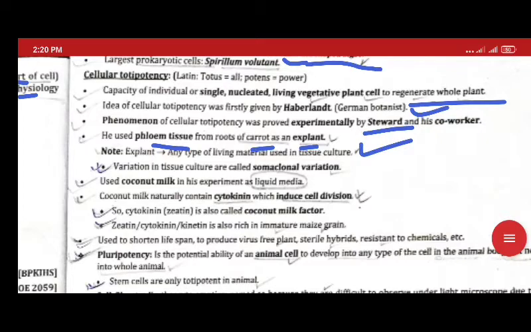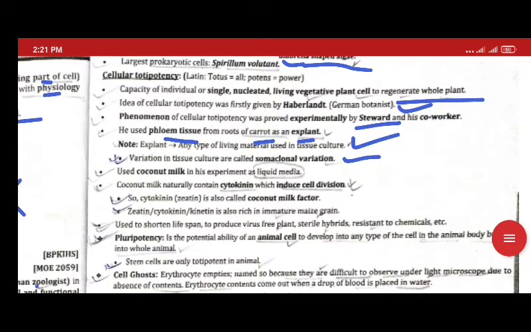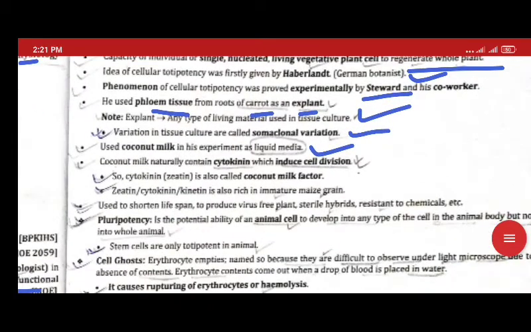That is called tissue culture. Now in tissue culture variation is called somaclonal variation. Now in tissue culture we have to use coconut milk as liquid media. All this was used by Steward and his co-workers.